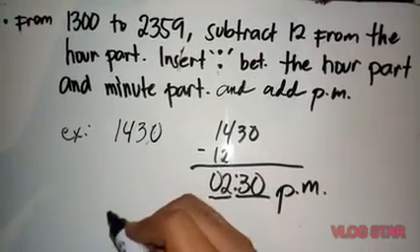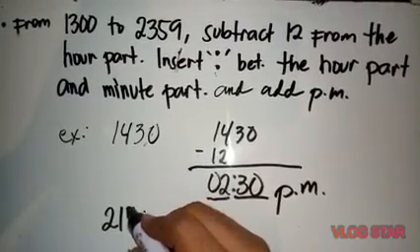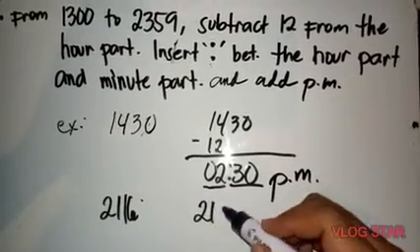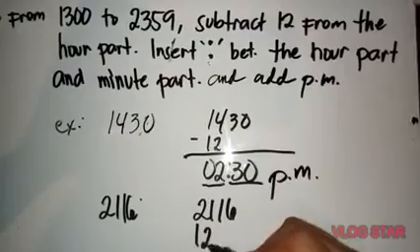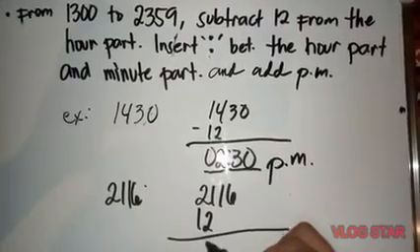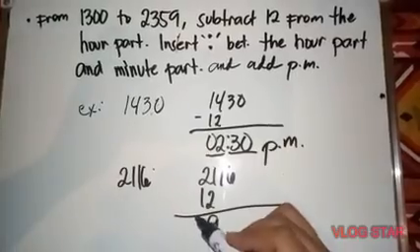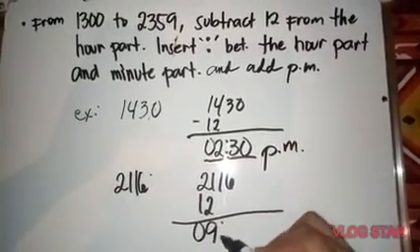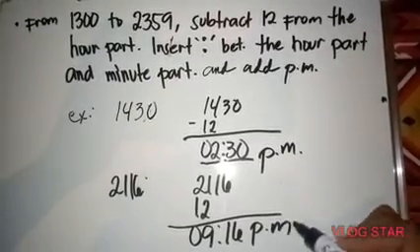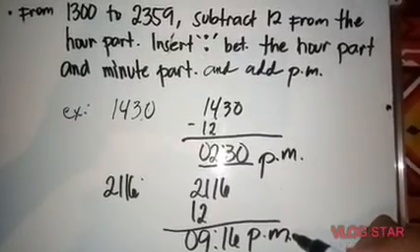Another example is 2116. To write this one, subtract 12 on the hour part. 21 minus 12 is 9. Then insert the sign. So that's how we write it.